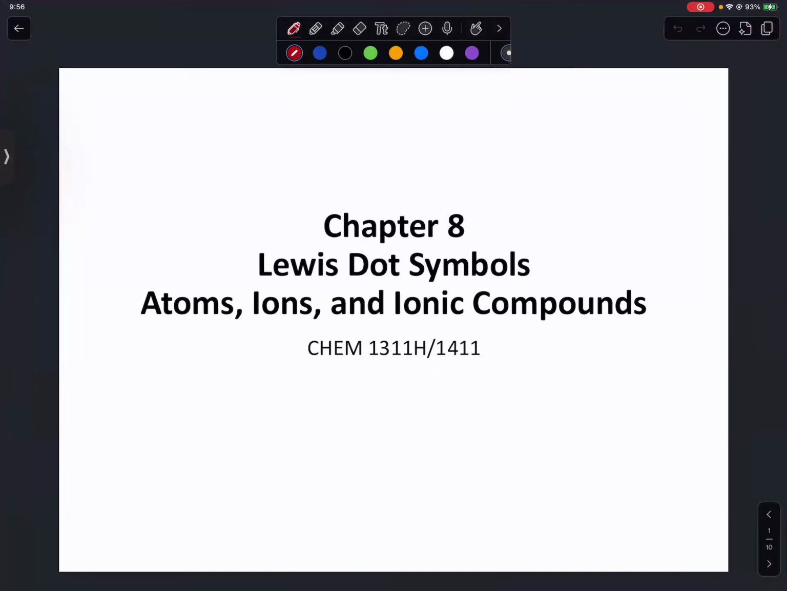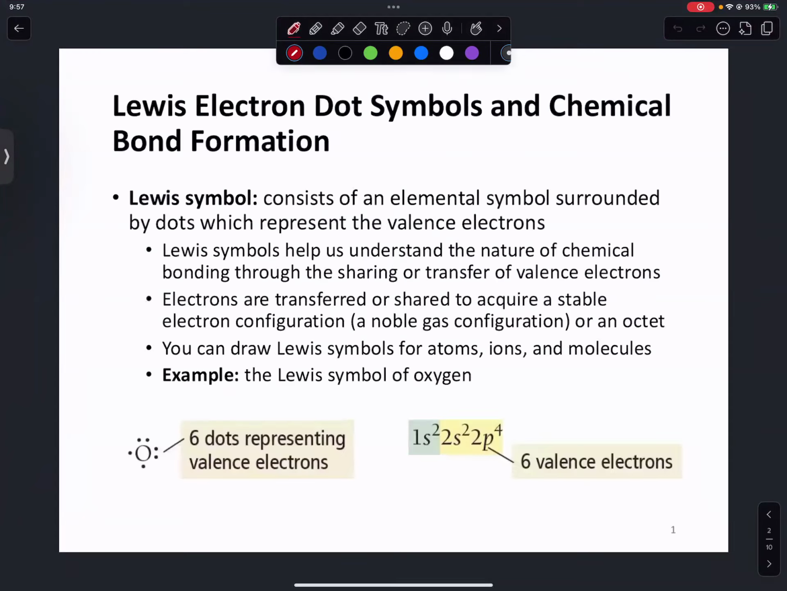In this video, we'll be discussing how to draw Lewis dot symbols for atoms, ions, and ionic compounds. This topic is very important, especially to learn about bonding, whether it's covalent or ionic bonding. Let's start with what is a Lewis symbol.